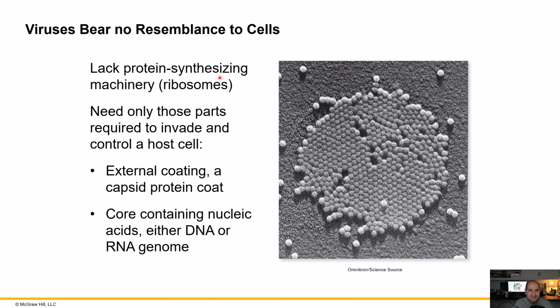They lack protein synthesizing machinery. They don't have ribosomes. They're basically an external coating, which is called a capsid protein coat. This protein coat surrounds a core containing nucleic acids, either DNA or RNA. So at their core, every virus is a nucleic acid, either DNA or RNA, surrounded by a protein coat called a capsid coat.